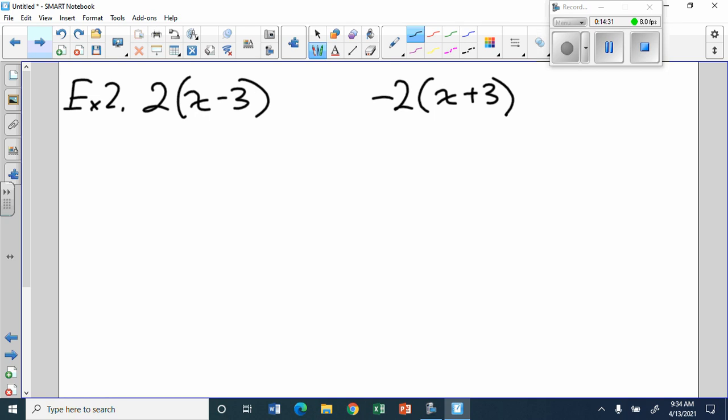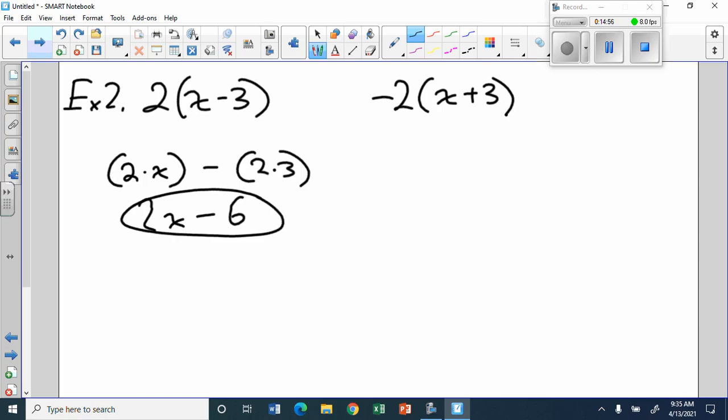Since there are 2 numbers here, I'm going to have 2 groups, with a subtraction in the middle. The first group is 2 times x. The second group is 2 times 3. What's 2 times x? 2x. Minus, what's 2 times 3? That's my answer. Can't add them, not like terms.